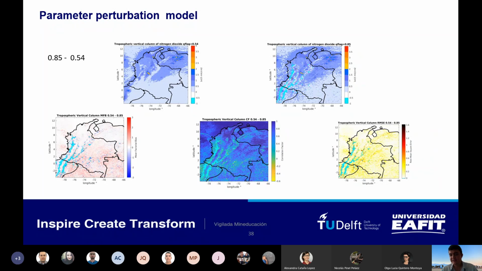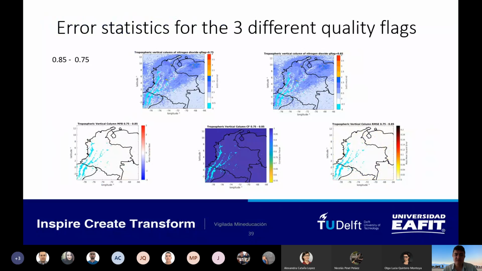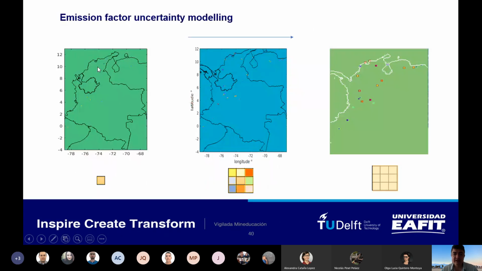And from this first attempt, the important thing was to understand that there is not too much difference between the 85 and 75. This is also a conclusion that we validate here from Bijan, another student, a postdoc at TNO, who is searching for the best quality flags to filter the data. So for Colombia, it's enough to use the 0.75, this comparison we made.